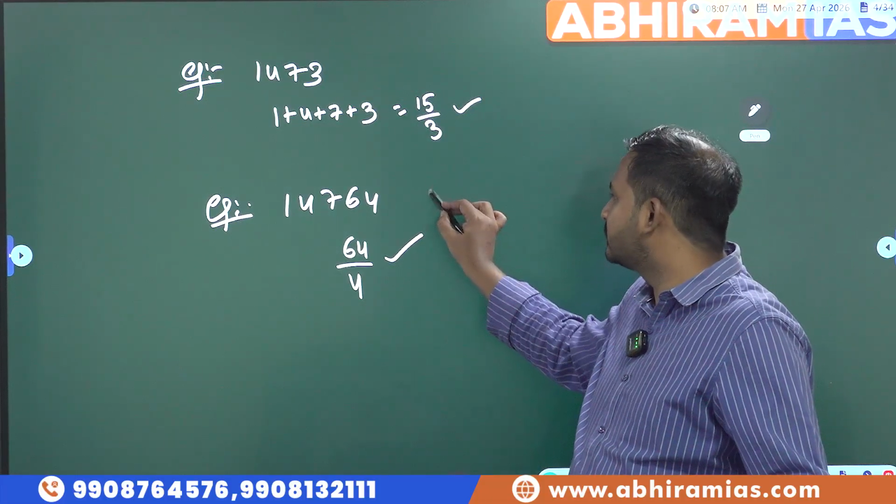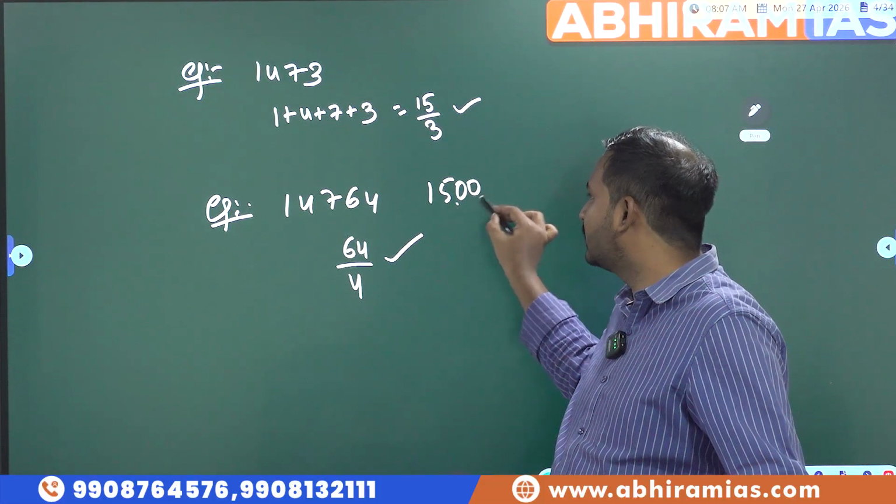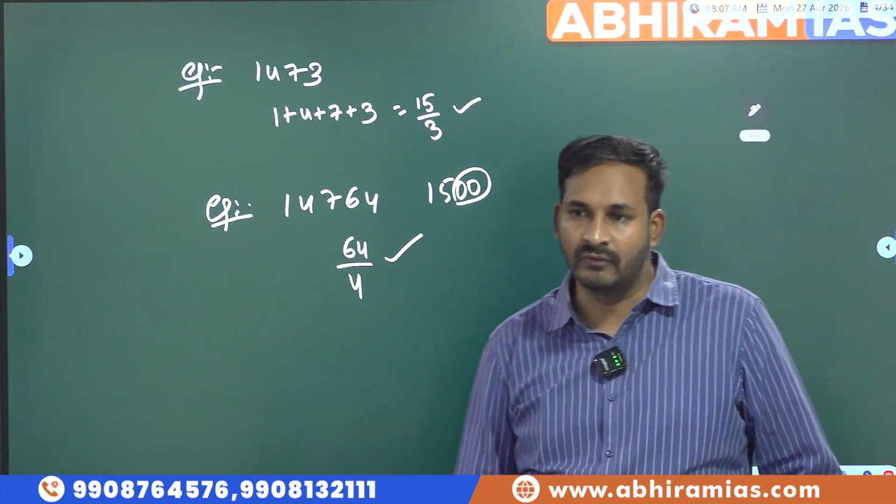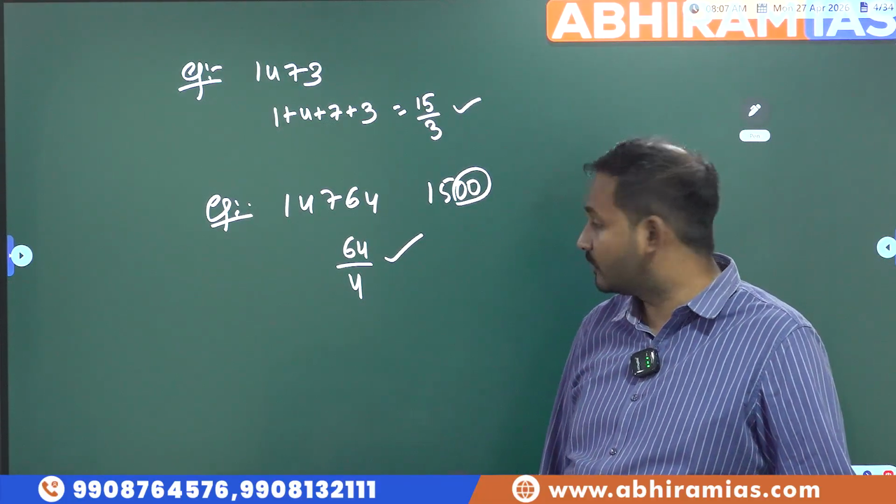Or else sometimes we will have something like this, 1500. What are the last 2 digits? Zeros. Then also it is divisible by 4.